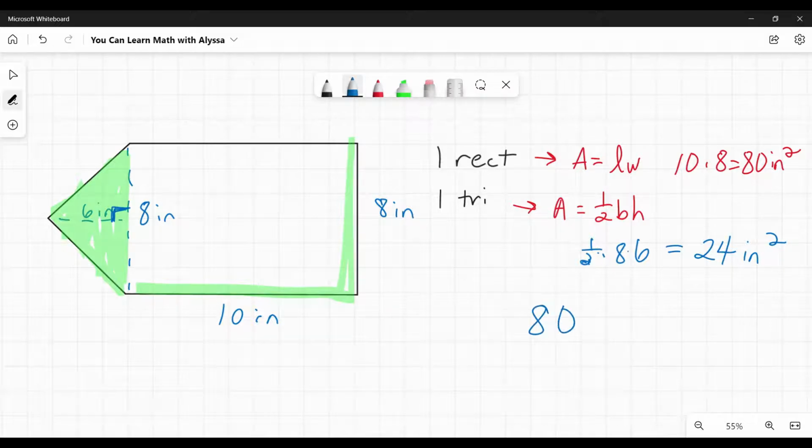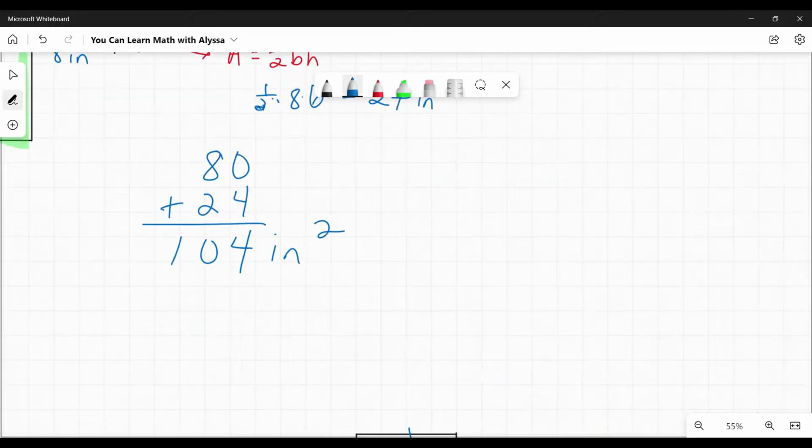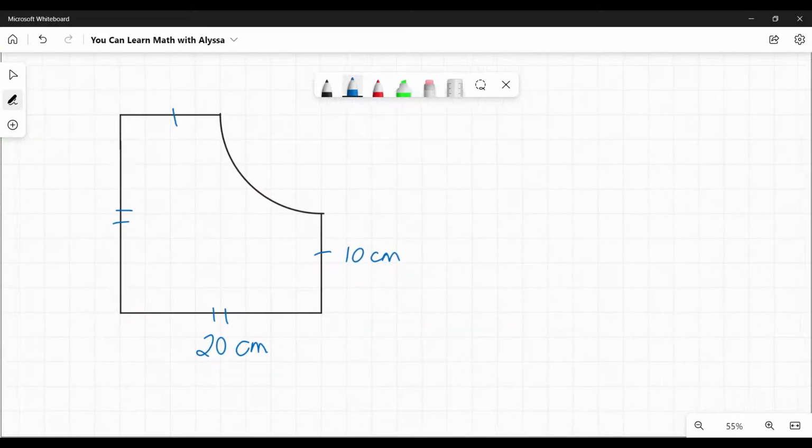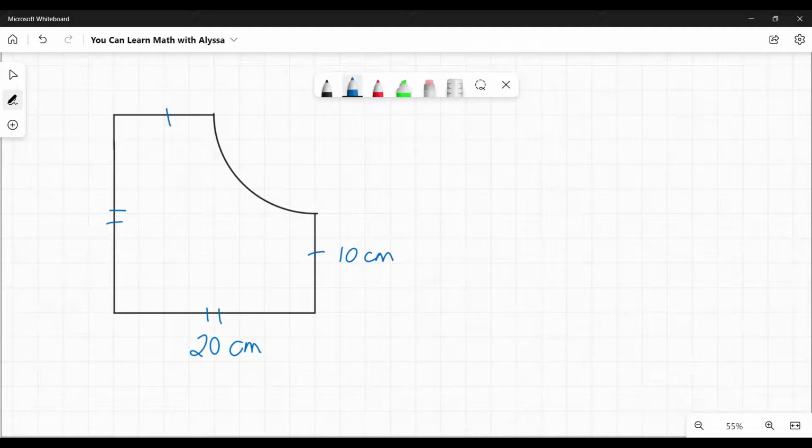But I am not done yet because they want the area of the entire figure. So I cannot forget to add my pieces together. In this case, there are two pieces, 80 inches squared for the rectangle, 24 inches squared for the triangle, for a grand total of 104 inches squared. The next one I have here for you is one where something is being taken away.